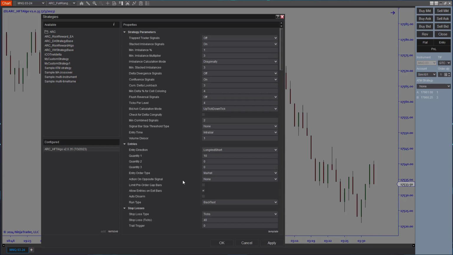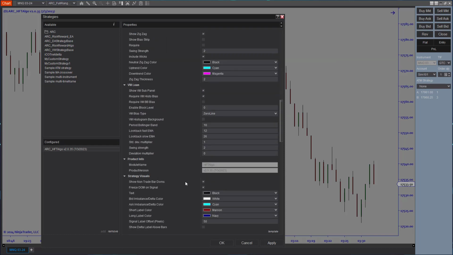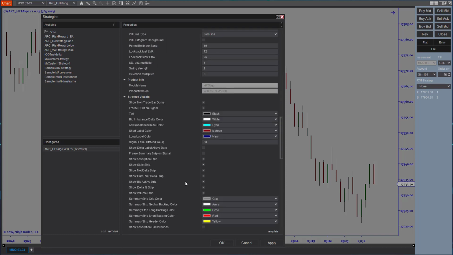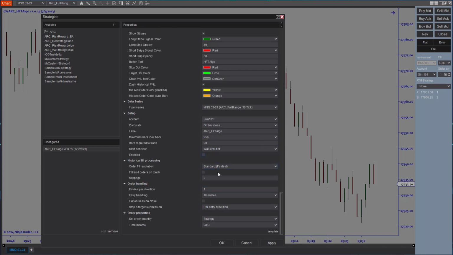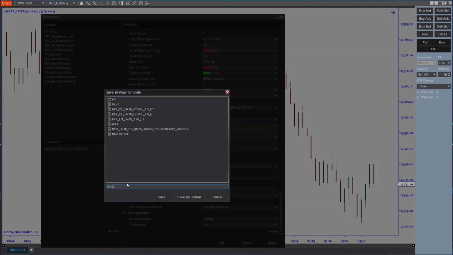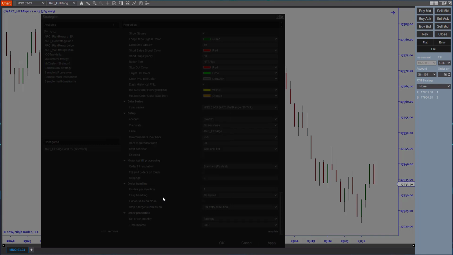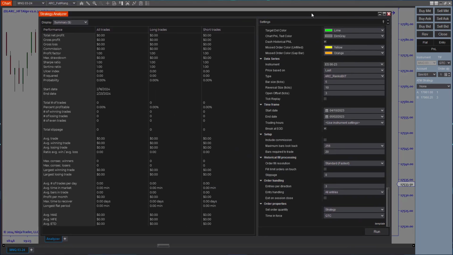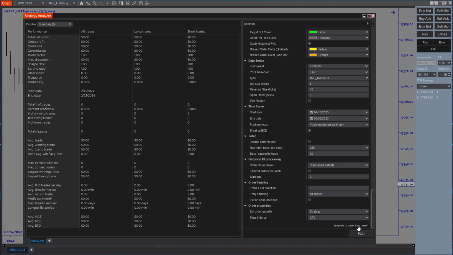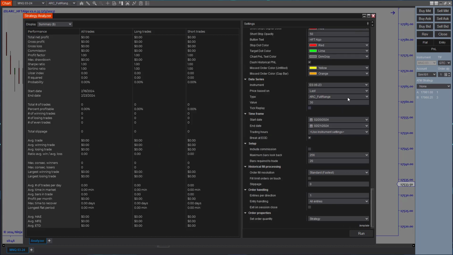Okay, so I think we've got all of our settings in here. That looks good. Let's save this as a template. We're going to just call it MNQ SICO, which means stacked imbalance and confluence. We'll just save it as that for now. And now we're going to go into the back test, and we're going to pull up that template right here. Everything's going to pull up for us.